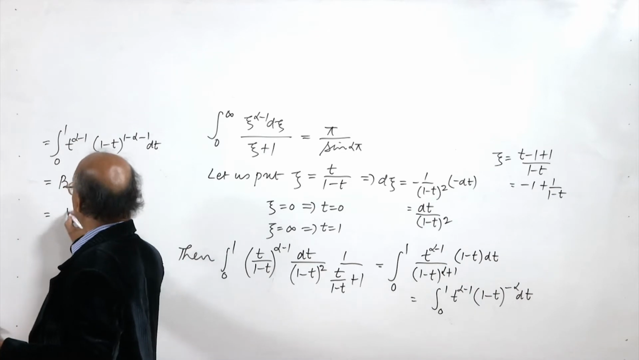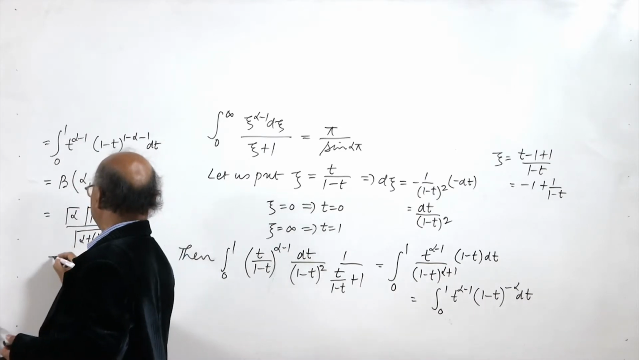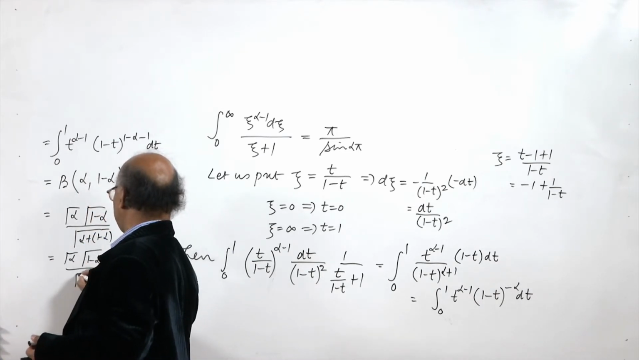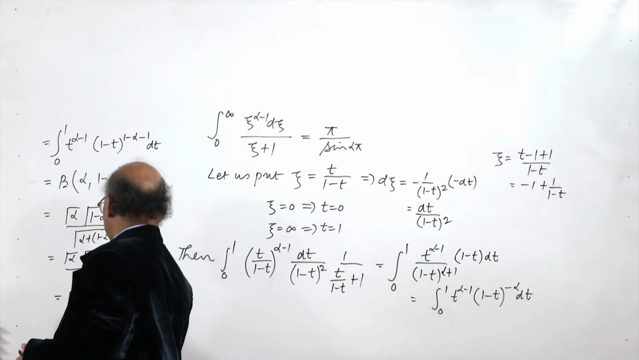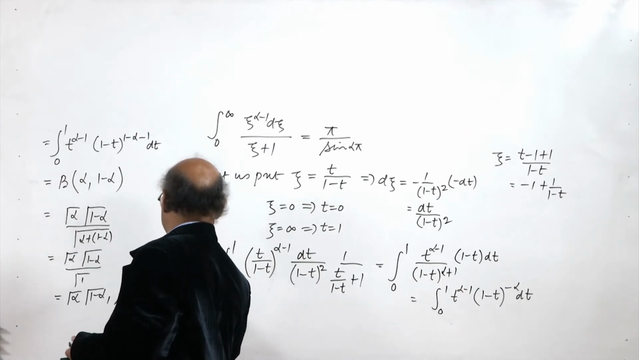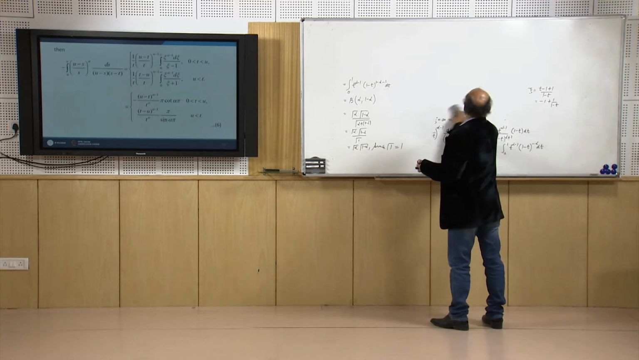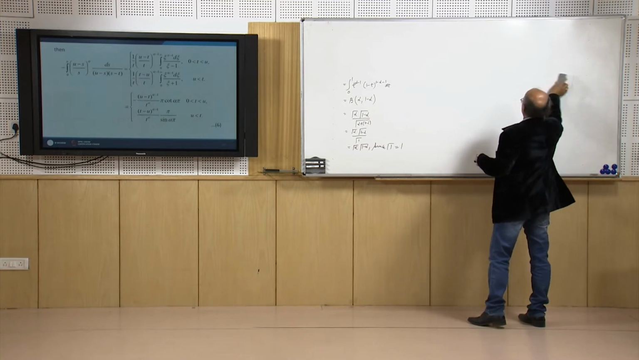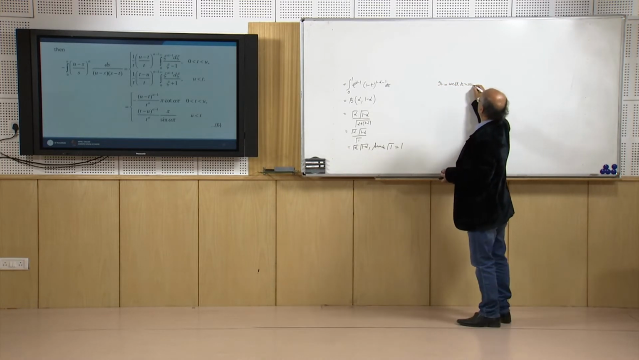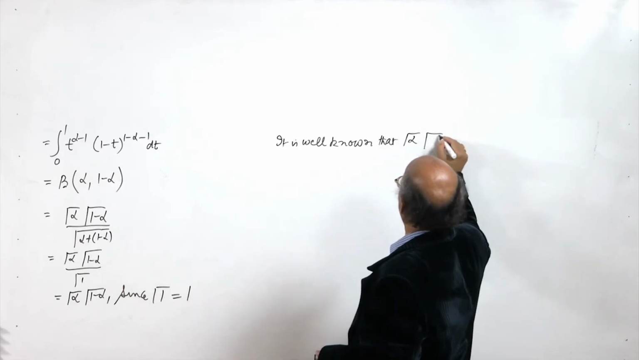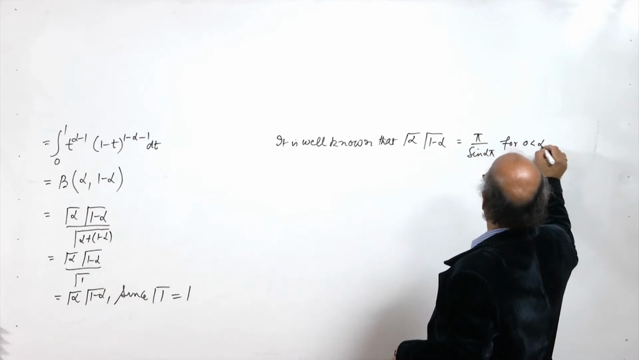Now let us express it in terms of the gamma function. So gamma alpha, gamma 1 minus alpha divided by gamma alpha plus 1 minus alpha, which is equal to gamma alpha, gamma 1 minus alpha divided by gamma 1. Now by the properties of the gamma function, gamma 1 is equal to 1. So we get gamma alpha, gamma 1 minus alpha. Now it is well known that gamma alpha, gamma 1 minus alpha is equal to pi over sin alpha pi for 0 less than alpha less than 1.